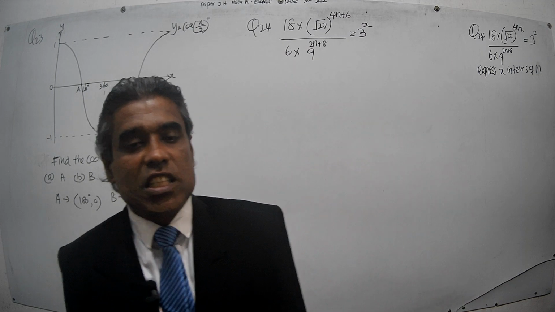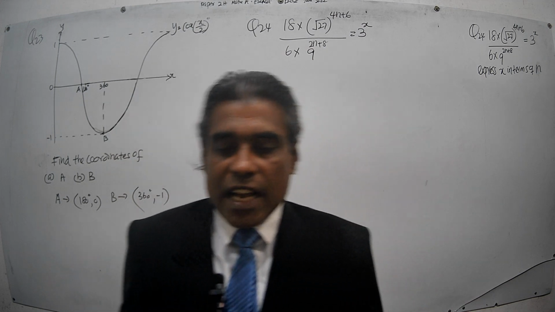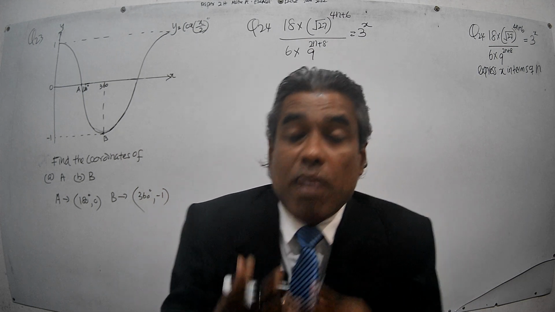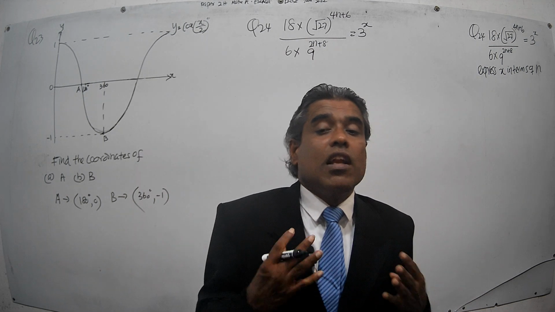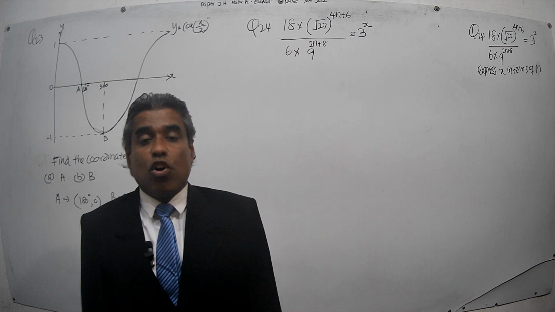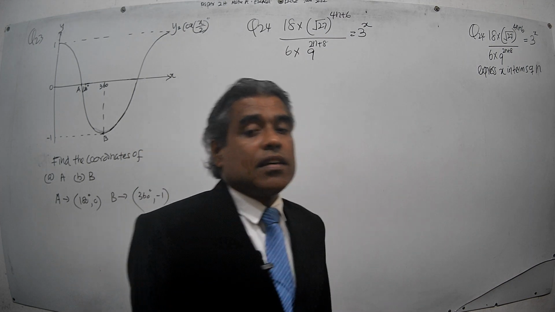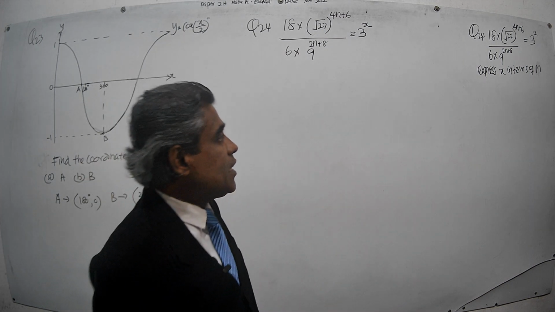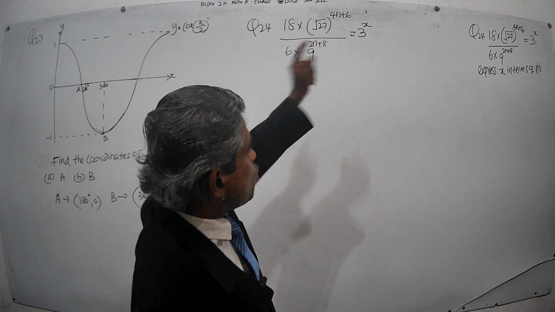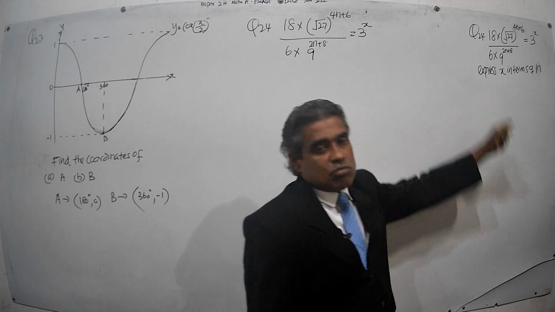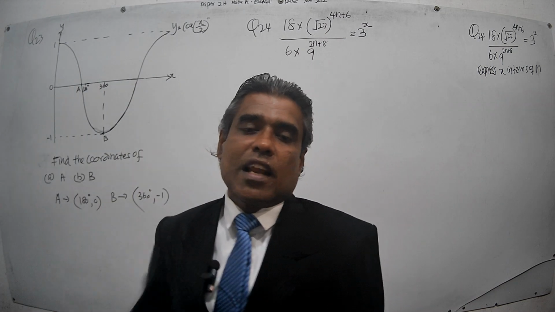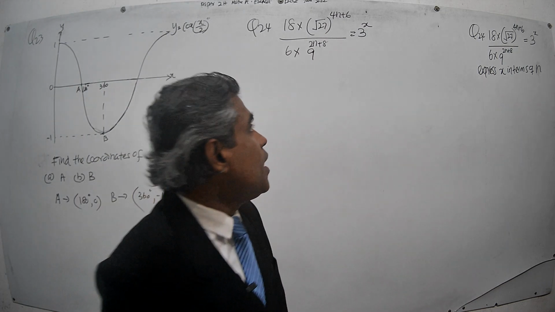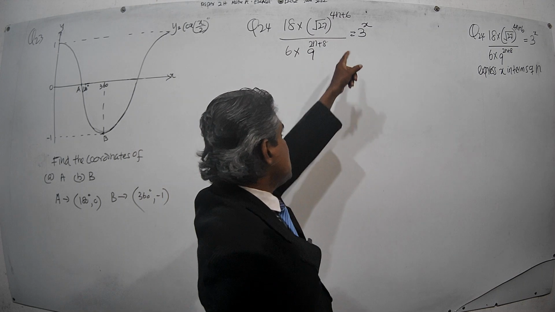When you solve an indicial equation and there is an unknown term in the power, what is meant by solving is to find the value of this unknown term. But here what is asked is not to find the value of the unknown term, but to express x in terms of n. Then you have to write x equals this much. Okay, right. This is an indicial equation.